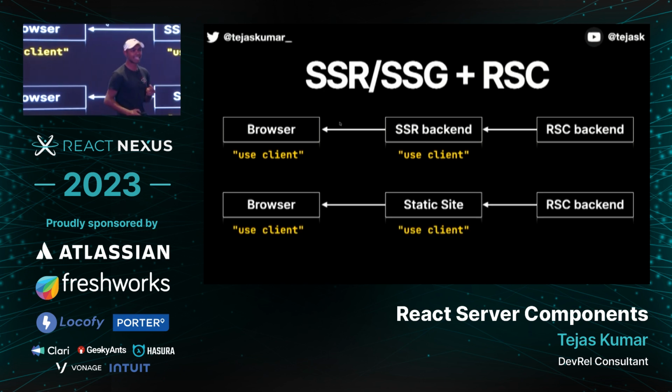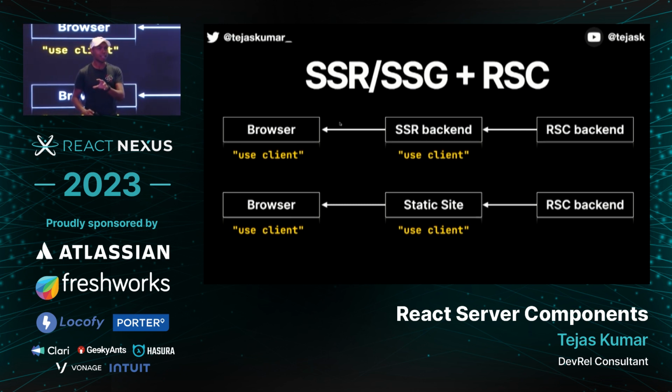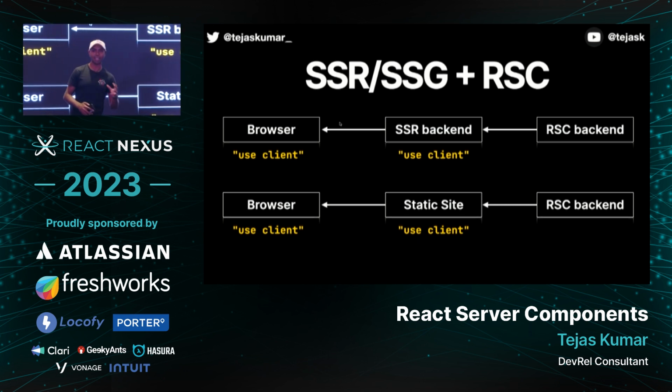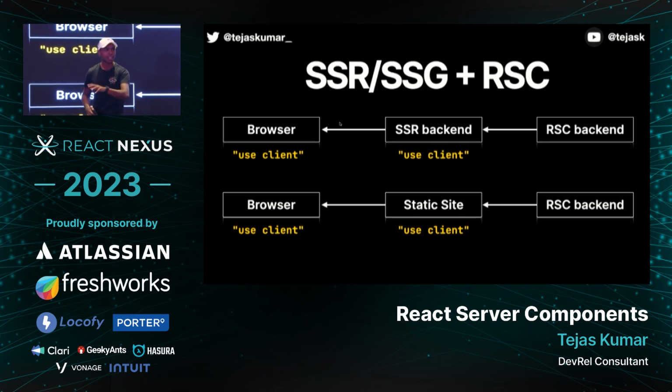Similarly, if you want to do static site generation, same thing. The React Server Components backend is consumed by the static site generator, and then it's used for static output. Okay? So the RSC backend is its own discrete unit that speaks to other clients, including servers that generate sites.